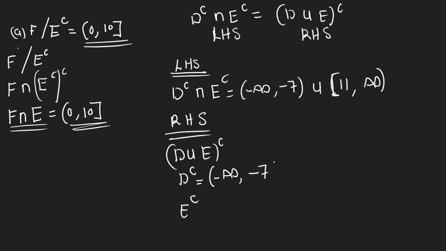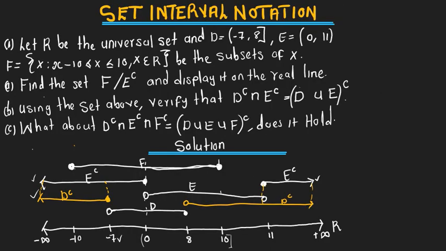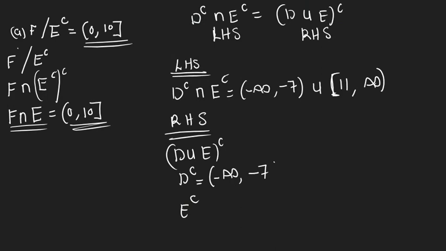Negative 7 excluded, negative 7 included. Okay, so negative 7. Sorry, since negative 7 is part of D complement and is also part of E complement, we were supposed to write a closed circle on negative 7.